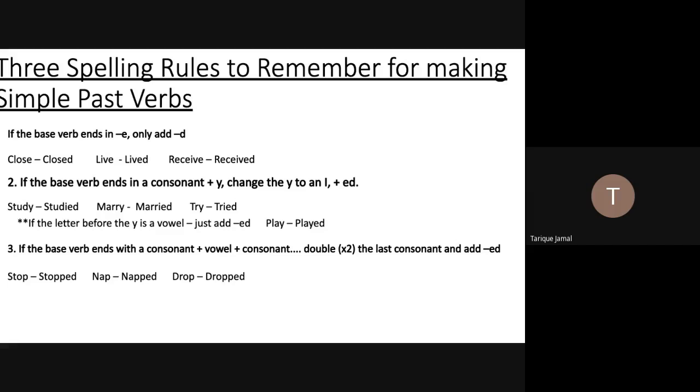So now what is the rule? That we are going to double it. The last consonant will be doubled, meaning P is the last consonant, so we're going to add one more P, right? And then we are going to add ED. So stop, stopped; nap, napped; drop, dropped. All right. So let's move on to the next slide.